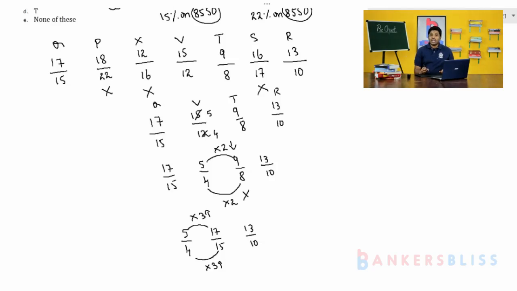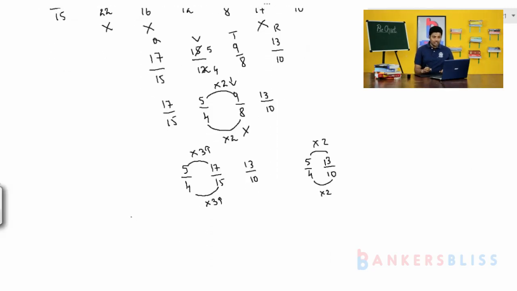But now we have to identify which is the highest one. But can we compare 5 by 4 and 13 by 10? See here, 5 into 2 is 10, again 4 into 2 is 8. Again both are increased more than twice. So, here also it is very difficult to identify. So, in this case let us go for a different methodology.